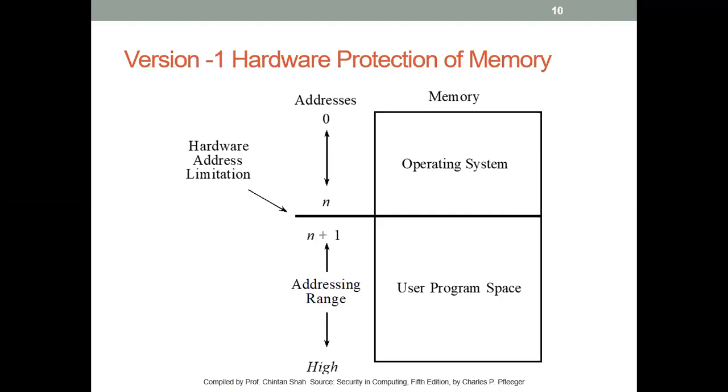But then it is called version 1. If you can see on the top, I have written version 1, hardware protection of memory. Then obviously there might be some problems. That is the reason we are going with version 2. Now, what do you think? Is everything correct in this, or will there be some problem because of this?